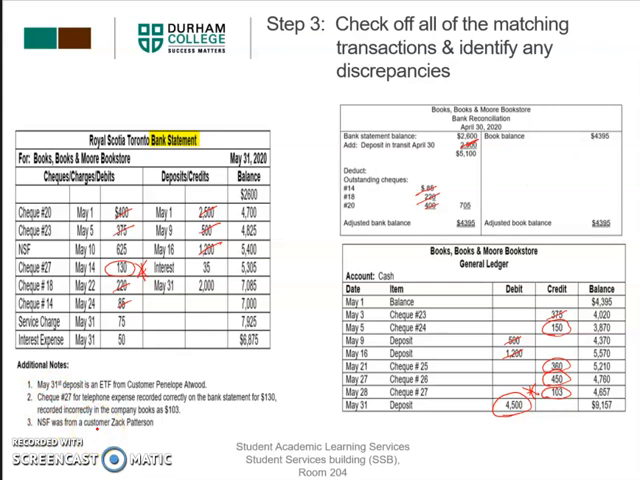So, as I said, we have circled check number 27 because it appears on both reports, but the amount is incorrect. This transaction and the transactions which have not been crossed off are called reconciling items, and we'll deal with those on the actual bank reconciliation.